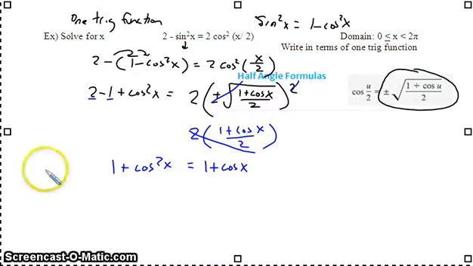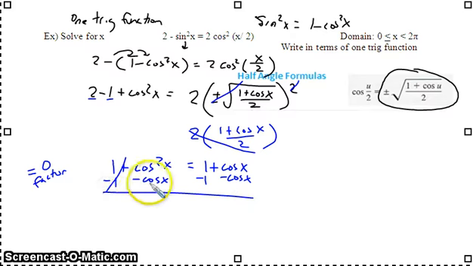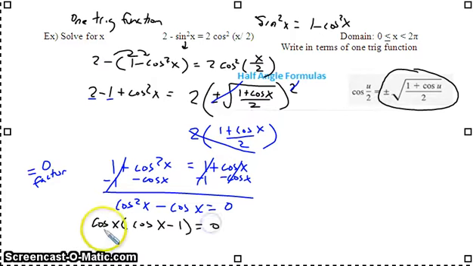So now I'm going to set my problem equal to 0 so I can factor it. So to do that, I'm going to move this over and move this over. So these two I can't subtract from each other. It becomes cosine squared minus cosine. And this just cancels out, so 0. So if I factor, the greatest common factor is a cosine. I can set these equal to 0 now. I'd have to add 1 here.